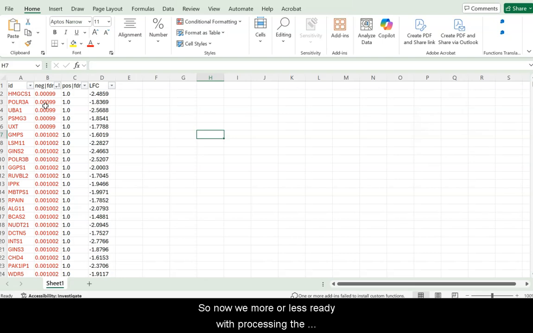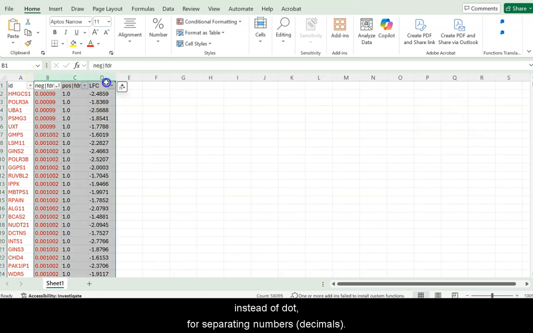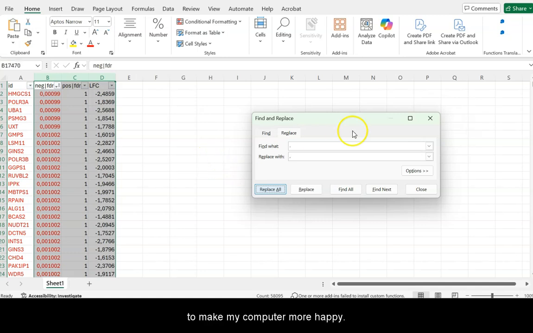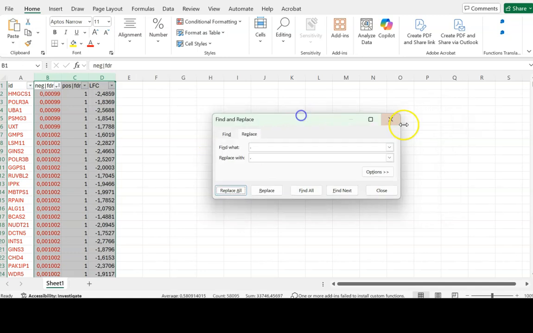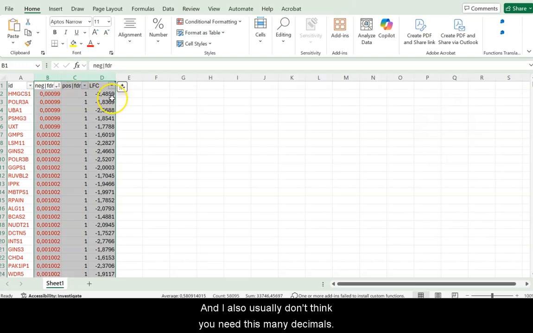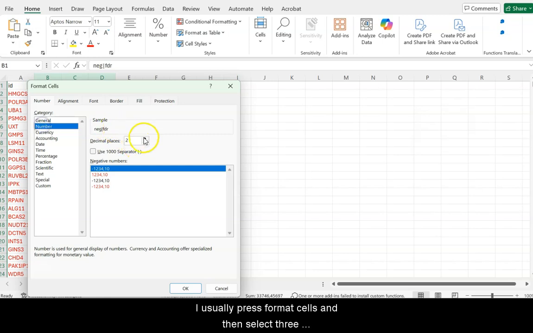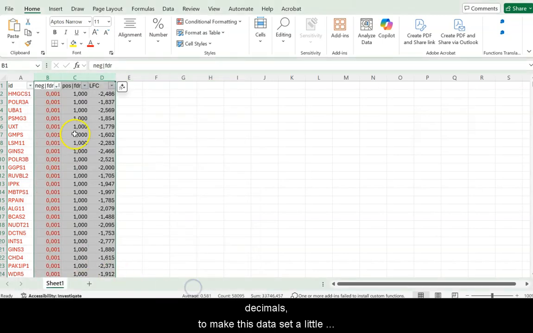So now we're more or less ready with processing the sample the way I usually would do it. I live in Sweden and my computer is set for Sweden, so we usually use comma instead of dot for separating numbers. So I usually press Ctrl F, replace dot for comma to make my computer more happy. I also don't think you need this many decimals, so I usually press format cells and then say maybe 3 here, to make this data set a little bit easier to work with.